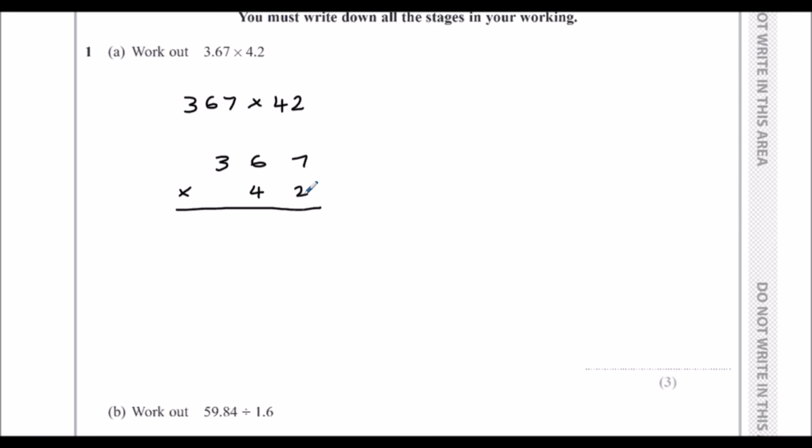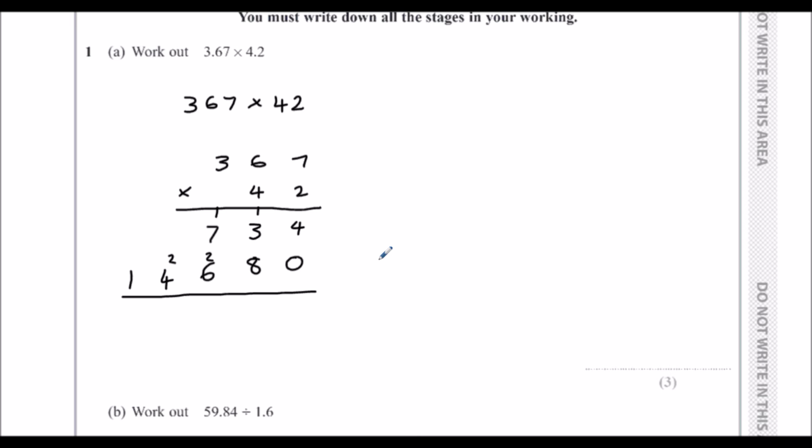So multiplying by 2 first. 2 sevens are 14. 2 sixes are 12, plus 1 is 13. And 2 threes are 6, plus 1 is 7. Now I'm going to multiply by 40, the 4. Because I'm multiplying by 40, not 4, I'm going to add a 0. 4 sevens are 28. So carrying the 2 over. 4 sixes are 24, plus the 2 is 26. And 4 threes are 12, plus the 2 is 14.